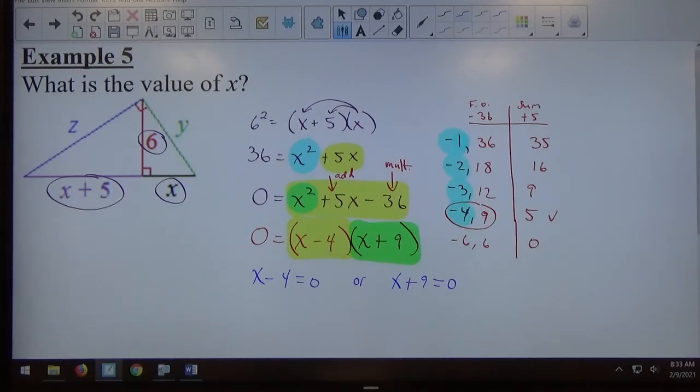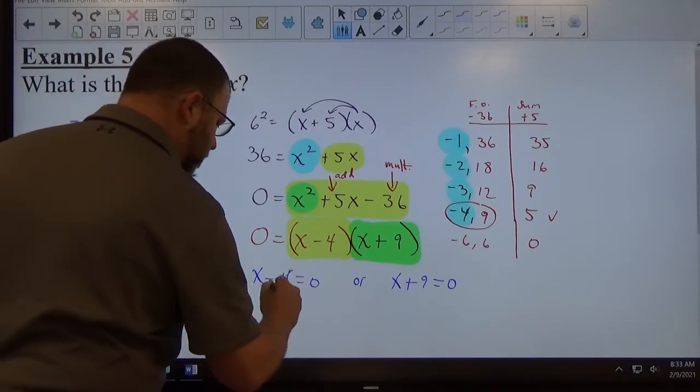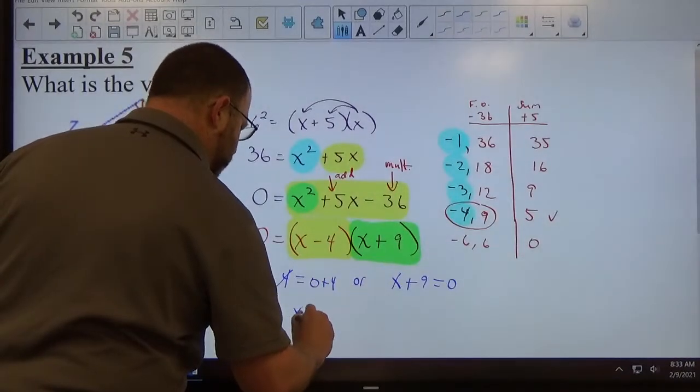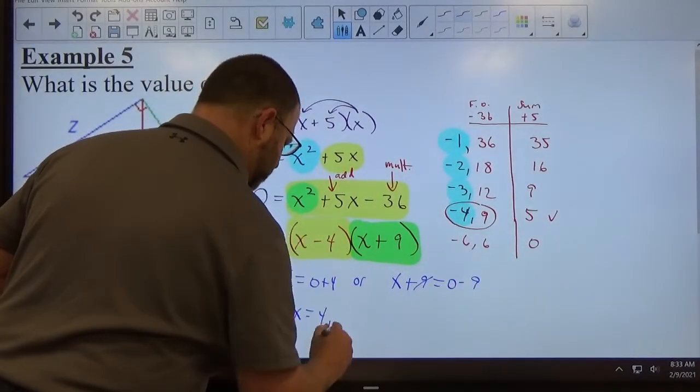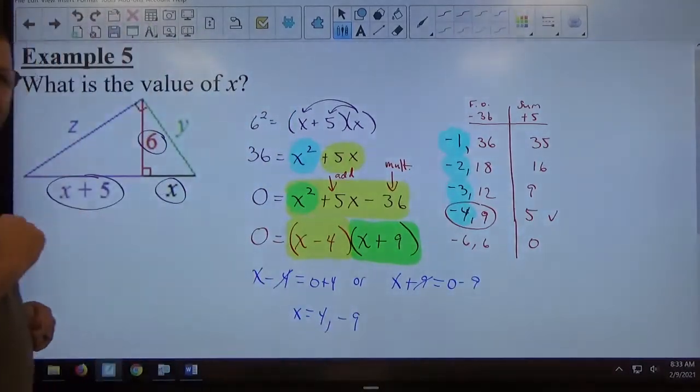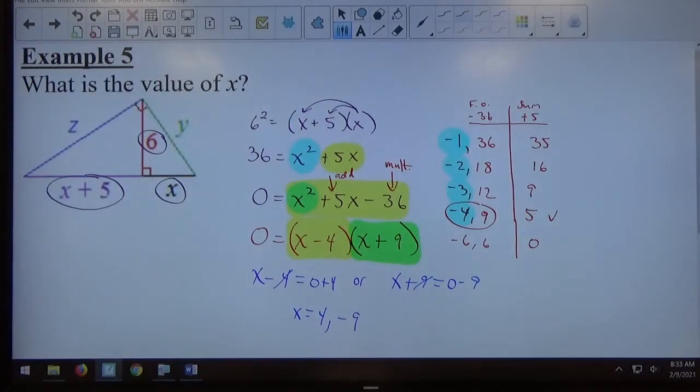And if x minus 4 equals 0, now we're into a linear equation. All we got to do to solve that is move the 4 over, right? So chop the 4, makes it positive. X equals positive 4 is one answer. Chop the 9, make it negative. 0 minus 9 makes negative 9, the other answer. So there's the Algebra 1 portion of the show for today.